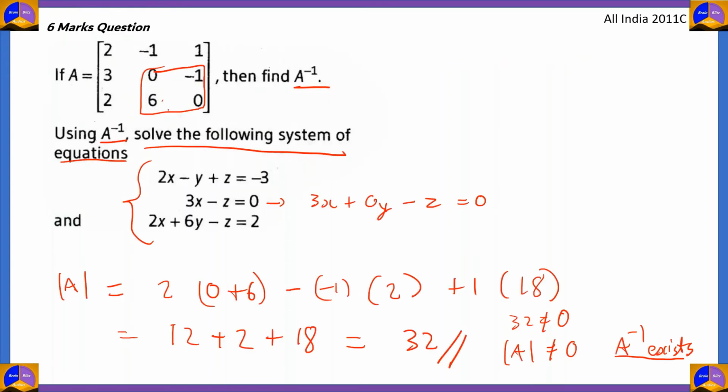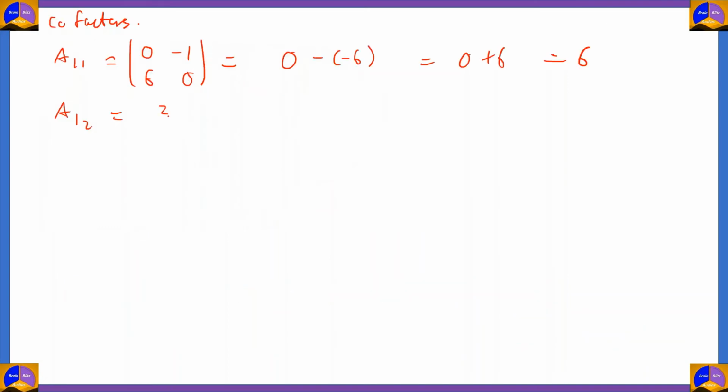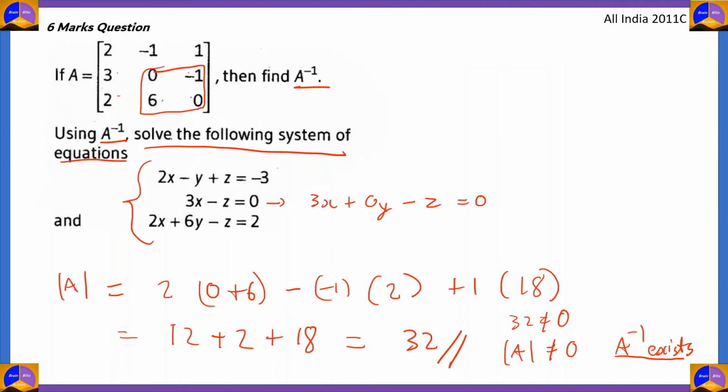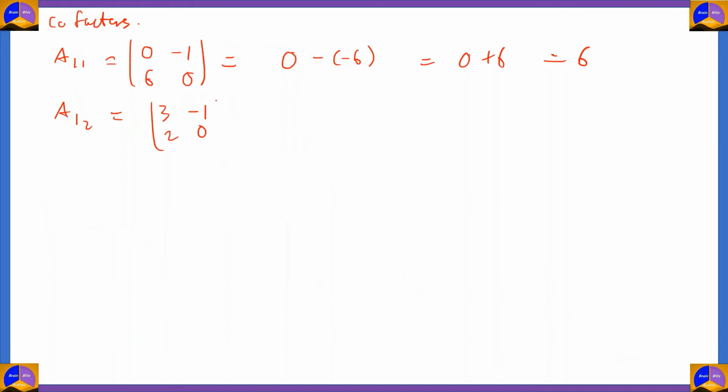A12. Now that will be 1, 2, 3, 4. So it'll be 3 minus 1, 2, 0, the determinant. There'll be a minus because it's 1, 2, so it's odd. And then we'll get 0 minus minus 2, which is equal to 0 plus 2. But all of this has a minus outside it. So therefore, A12 is minus 2 instead of 2.